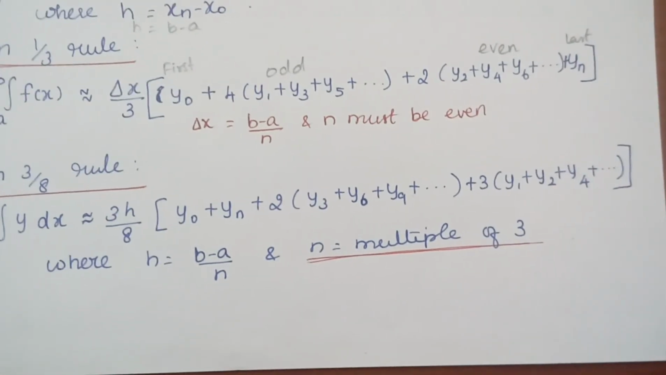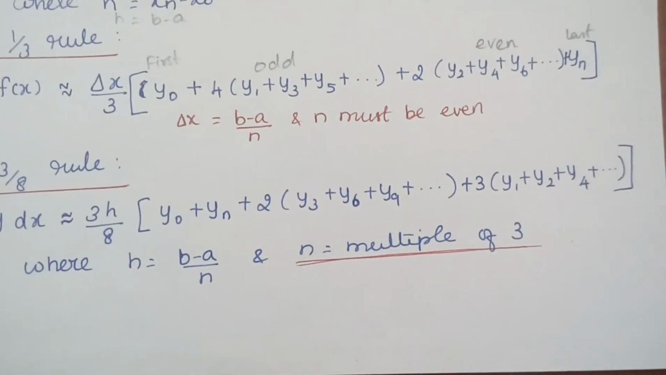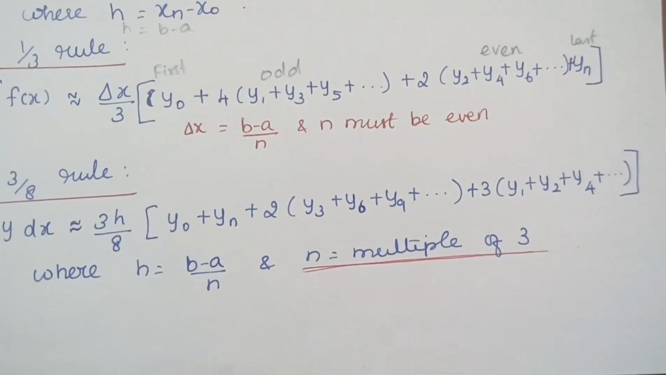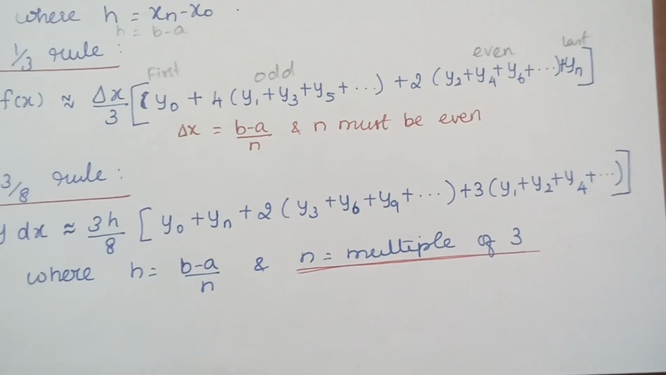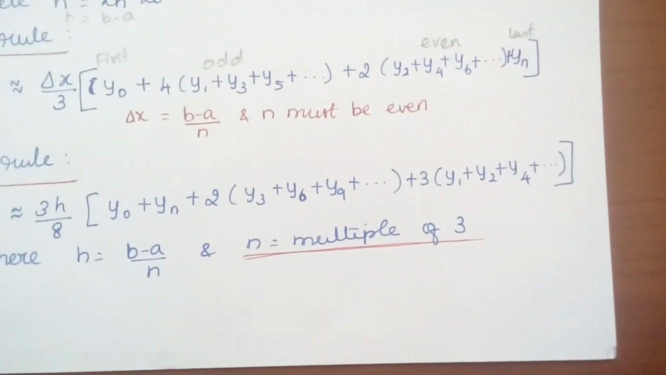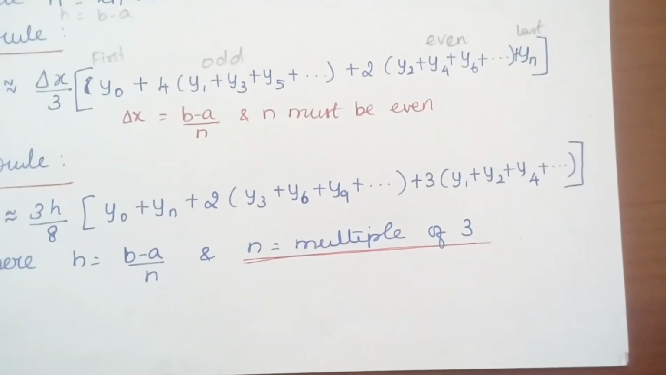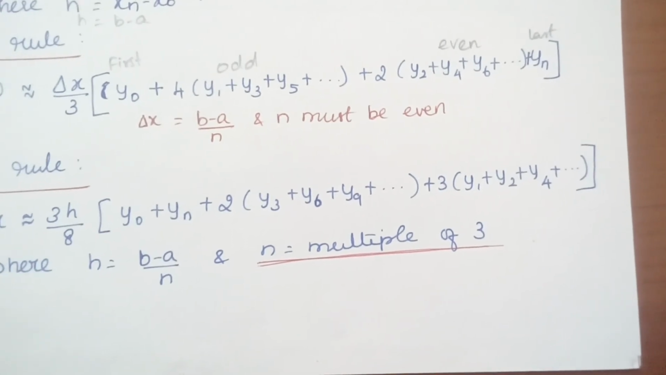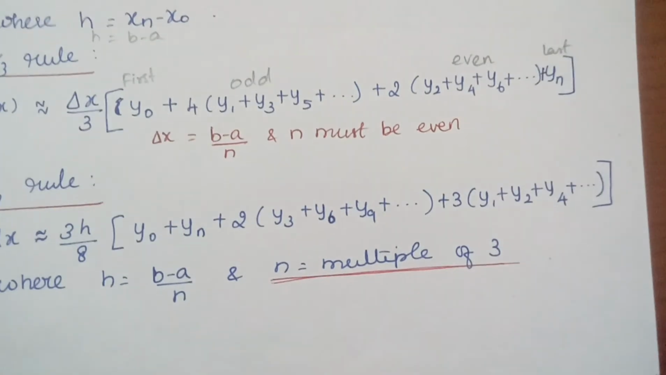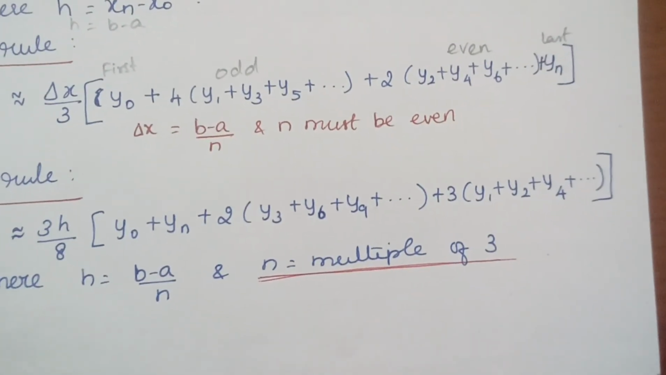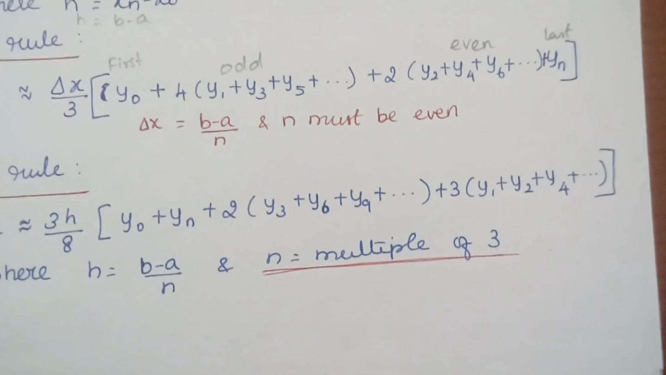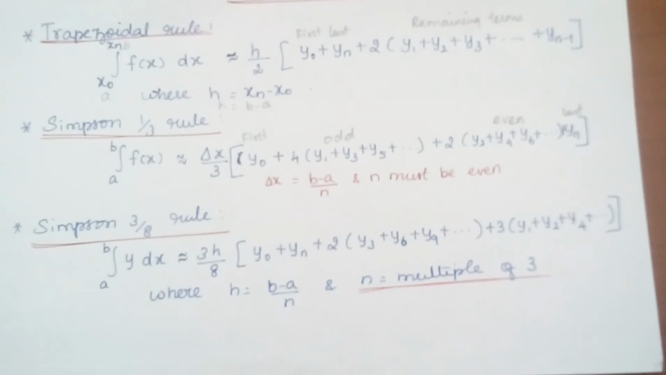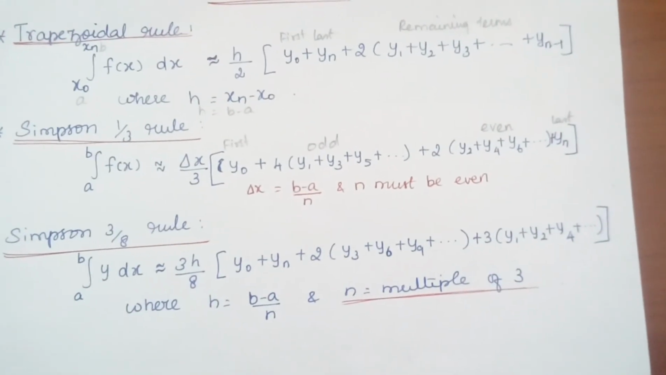Now inside அதே போலயே தான் first term, last term, y0 plus yn plus 2 into multiples of 3. பாருங்க, y3 plus y6 plus y9 plus etc. plus 3 into the remaining leftover terms, that is 1, 2, 4, 5, 7, 8, 10. So like that it will keep on going. Okay, first, last plus 2 into multiples of 3 and plus 3 into the remaining terms. This is the formula of Simpson third or 3/8 rule, friends. Thoroughly learn the formula, we will apply it in the sums. Thank you.